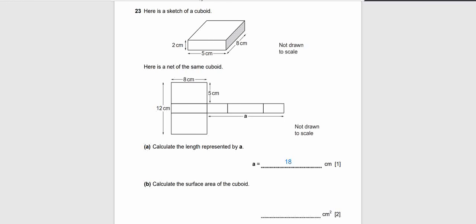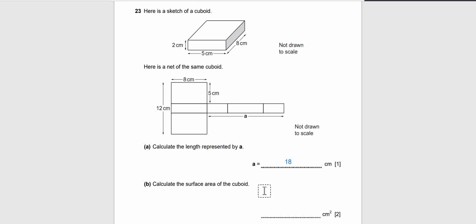Let's move on to the next number. Alright, question B now. Calculate the surface area of the cuboid. 10 seconds from now. 10, 9, 8, 7, 6, 5, 4, 3, 2, 1.